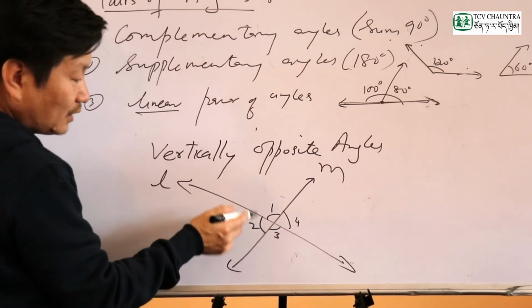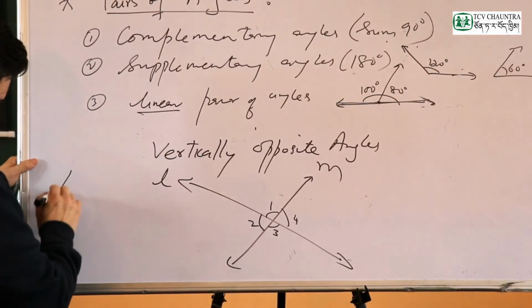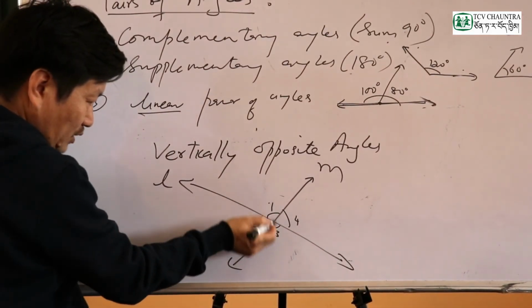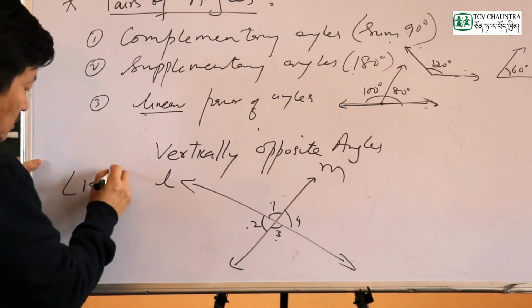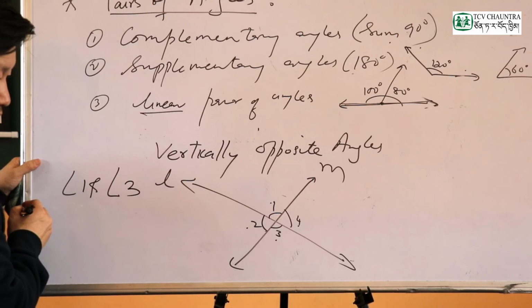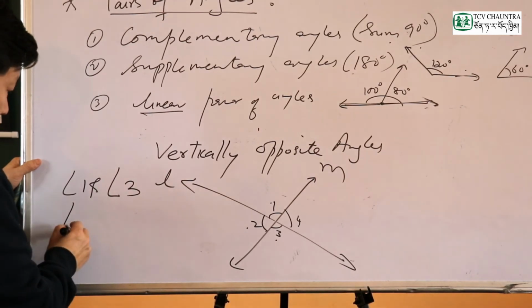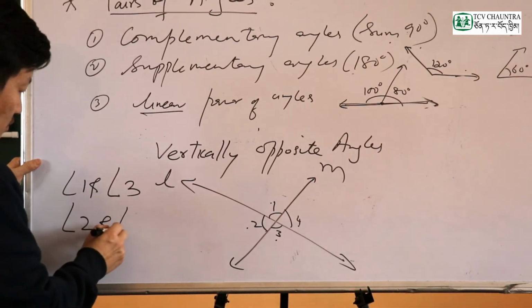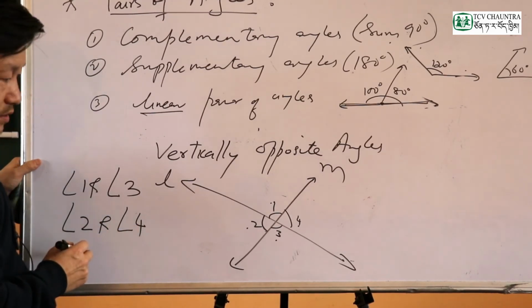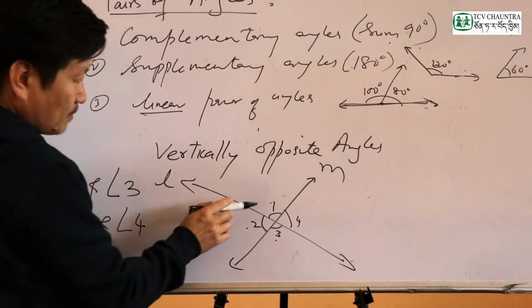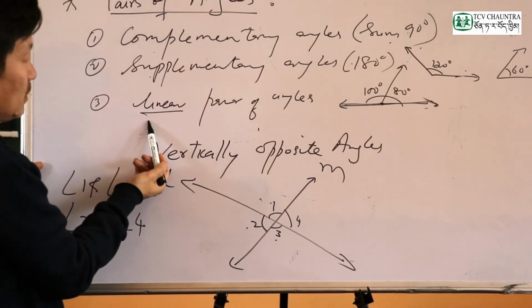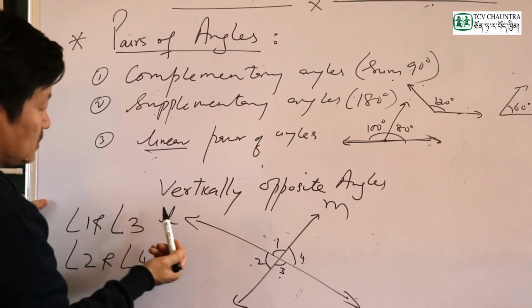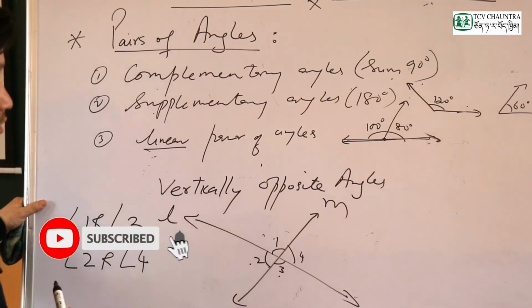Pair of vertically opposite angles: angle 1 is opposite to angle 3, angle 2 is opposite to angle 4. So the pairs of angles are complementary, supplementary, linear pair, vertically opposite, and adjacent angles.